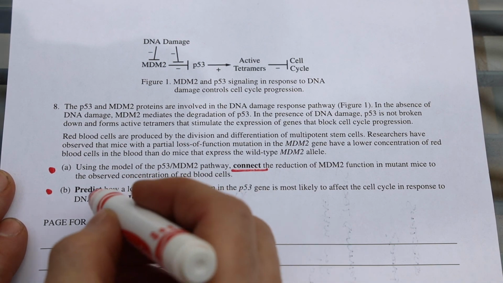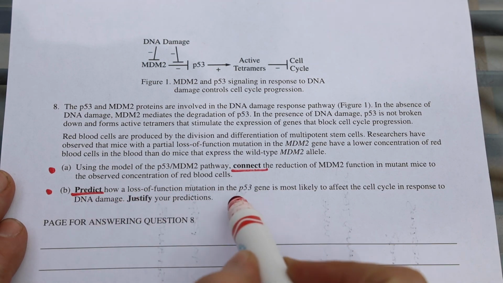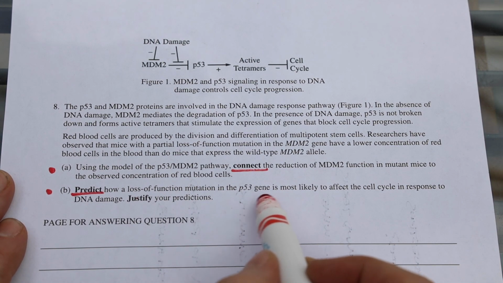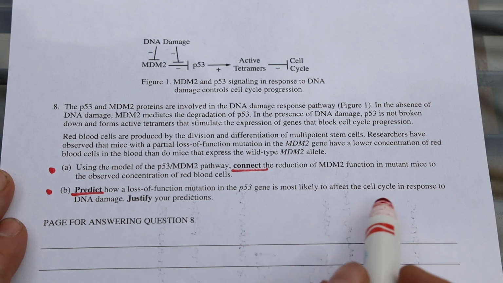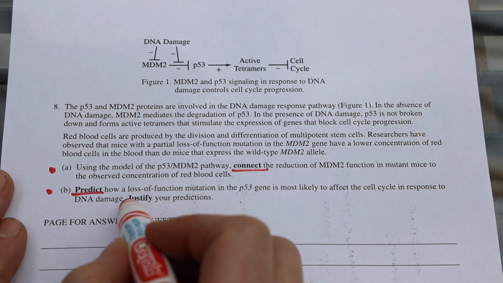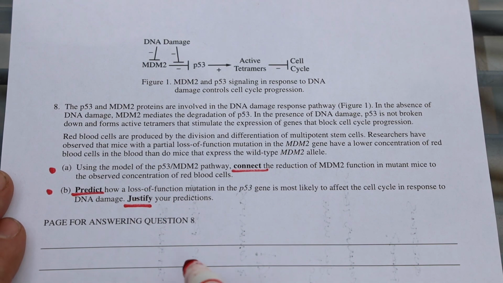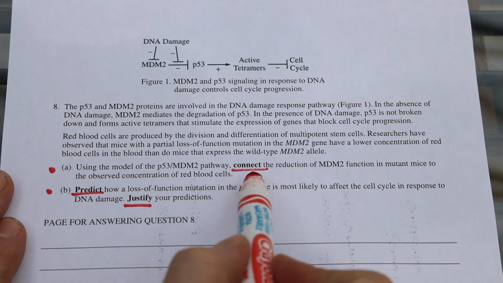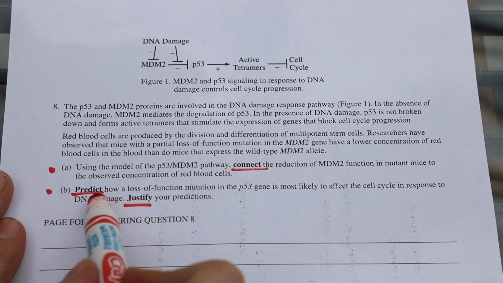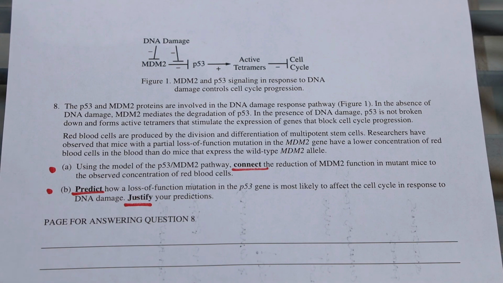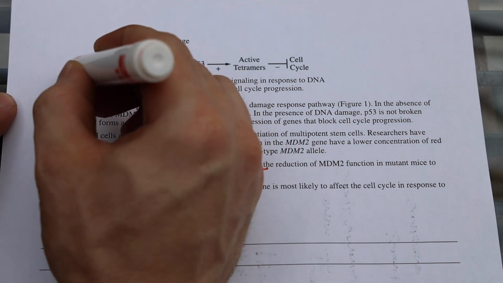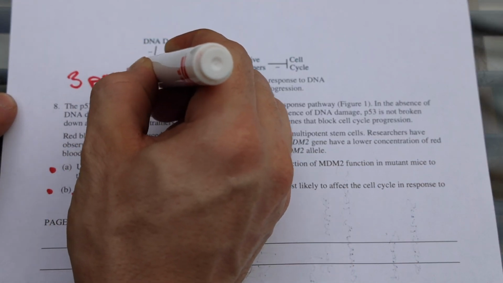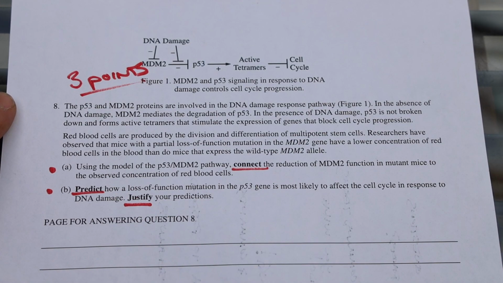Okay, part B, the command terms are first I need to predict how a loss of function in the P53 gene is most likely to affect the cell cycle in response to DNA damage. Then the second command term is to justify my predictions. So I know that in part A, there's 1 thing that I need to do. In part B, I have to do 2 things. The AP biology tests make it really clear with what the command terms are. They're in bold. That's what the question is asking you. So I also already know that this question is worth 3 points. Okay, it's worth 3 points because there's 3 things that it's asking me to do.